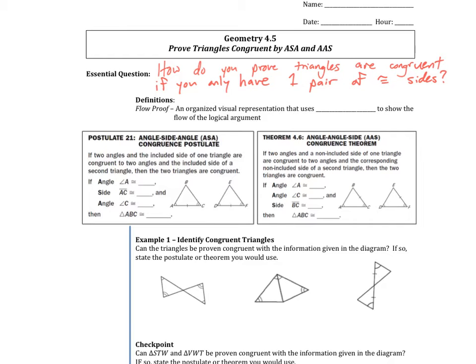All right, 4.5, we get into a couple other ways to prove triangles are congruent. So our question is, how do you prove triangles are congruent if you only have one pair of congruent sides?